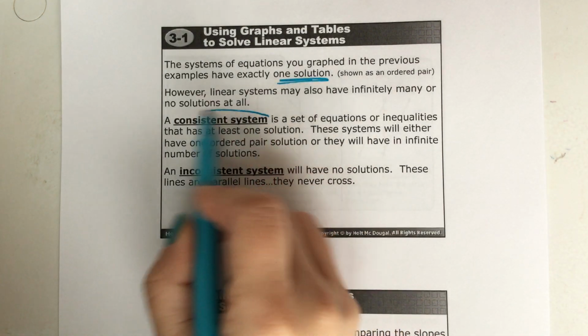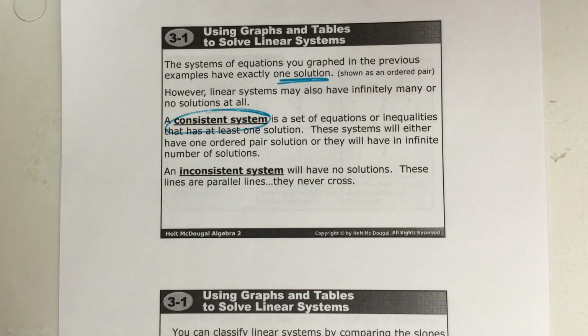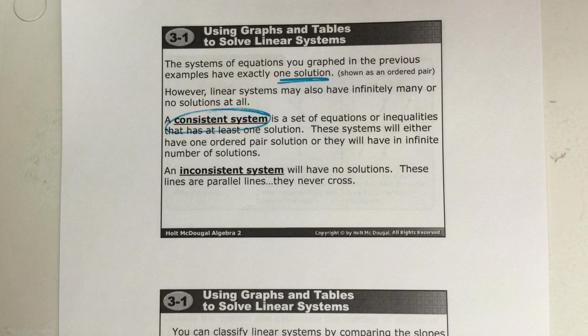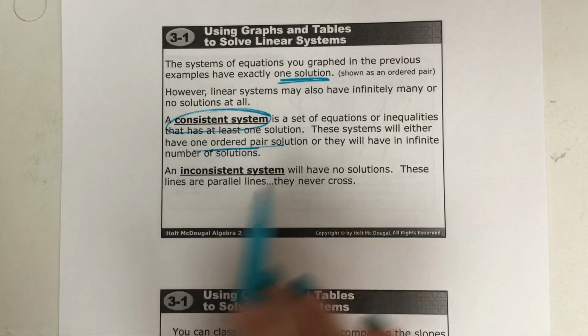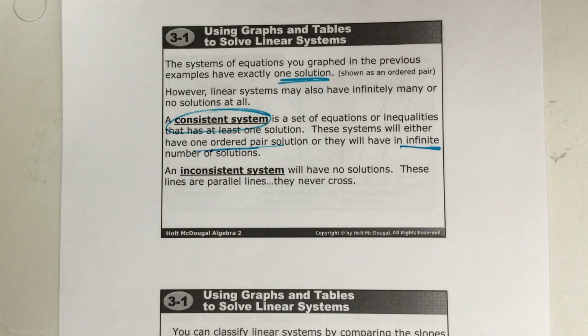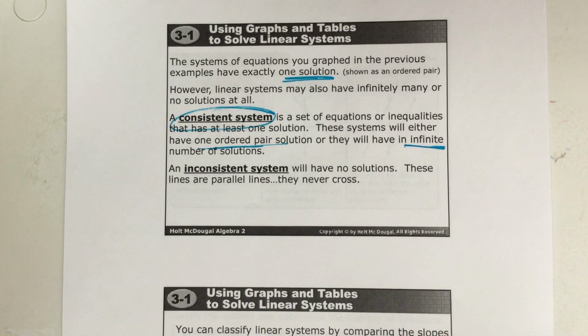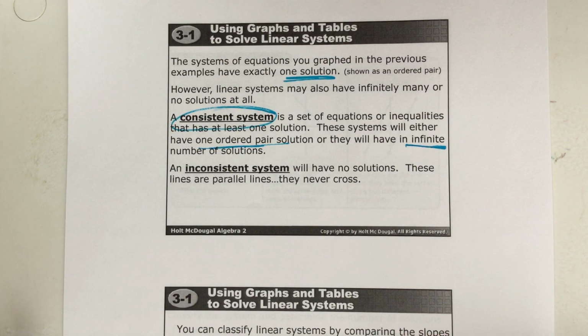A consistent system is a set of equations or inequalities, which we will shift to later in the chapter, that have one ordered pair or they might have an infinite set of solutions. So here's a really cool thing. Consistent just means that it has an answer, either one or infinite.